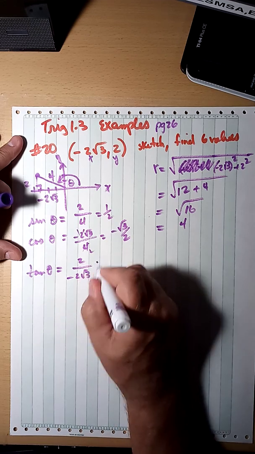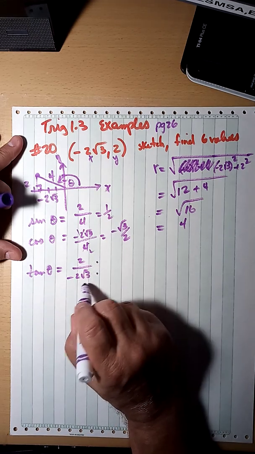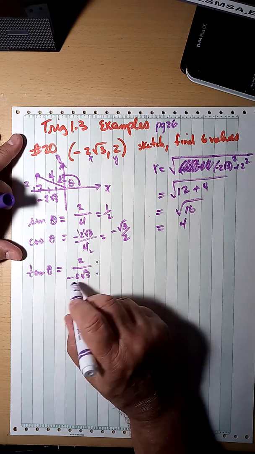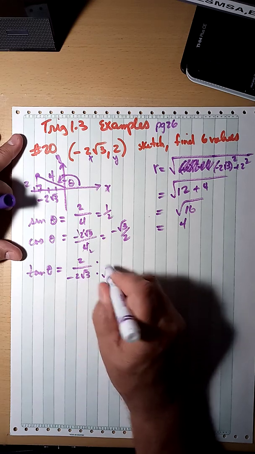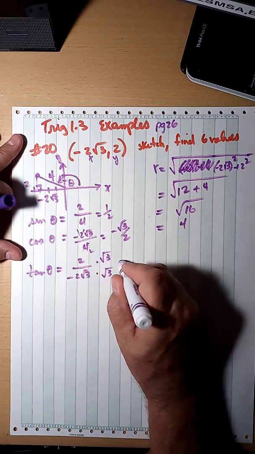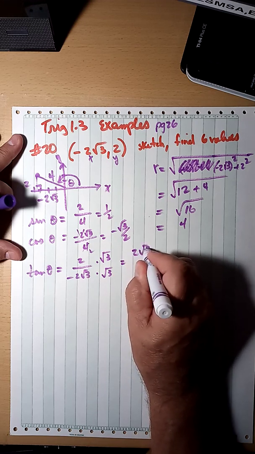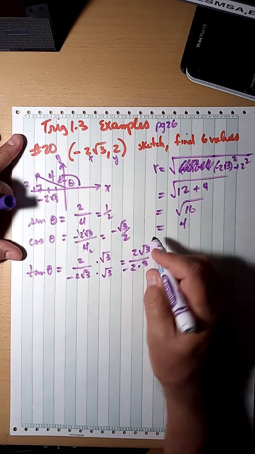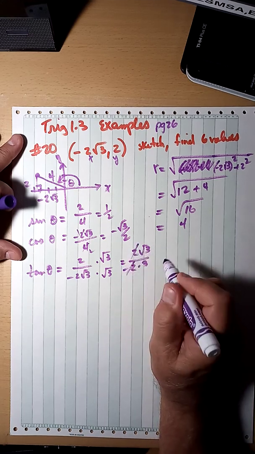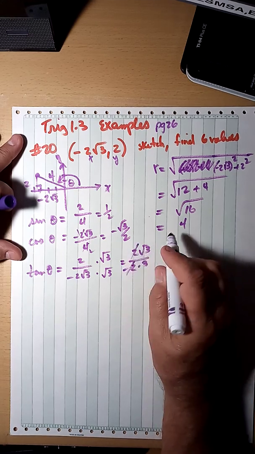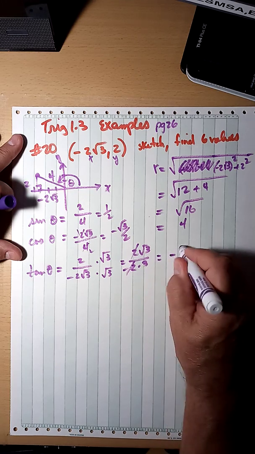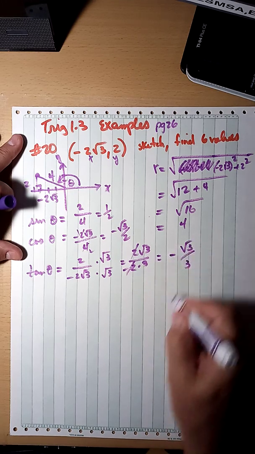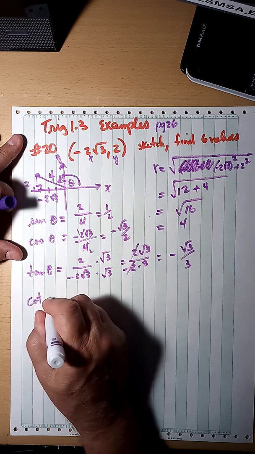Well, this one's important in one sense that you don't need to get rid of the 2 and the square root of 3 or modify both of them. Just the square root of 3 is all you need. So this would be 2 times the square root of 3 over 2 times 3, that's a negative. These will cancel, so this is really just a negative square root of 3 over 3. The cotangent.